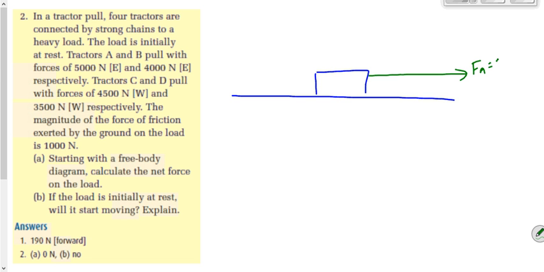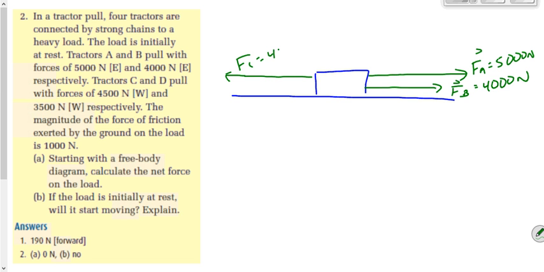Let's say that's 5,000 newtons. And let's say FB is 4,000 newtons. I'm going to make that a little bit shorter because, of course, it's a smaller value of force. C and D pull with 4,500 and 3,500 to the west. 4,500 is going to be something like this. I'll call that FC. And FD is 3,500.